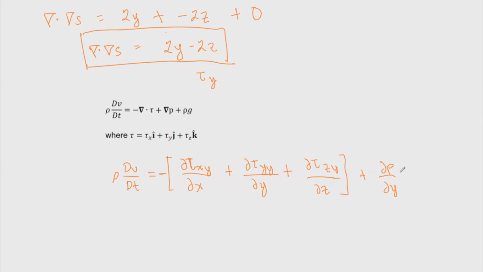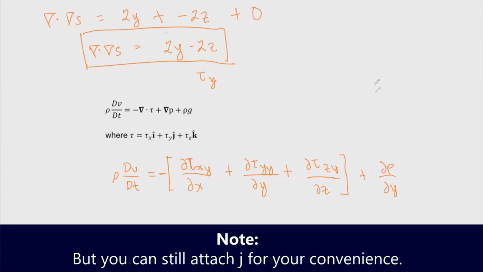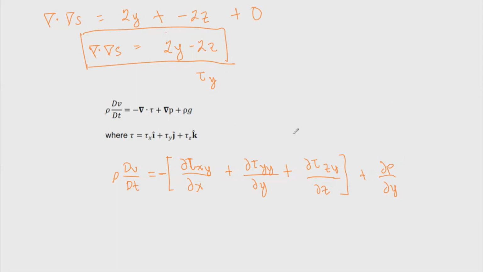But in this case, we don't have to add those directions, because we know very well that we're talking about the y component here. And then we have plus density times g. So we just have to change this acceleration due to gravity with respect to the y component, so just add g sub y on that region.